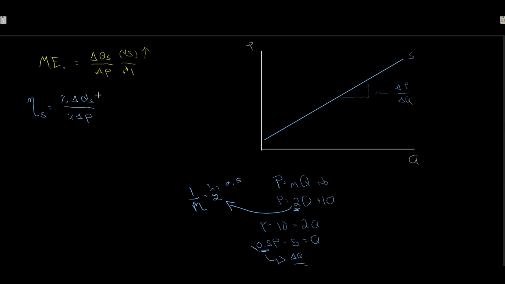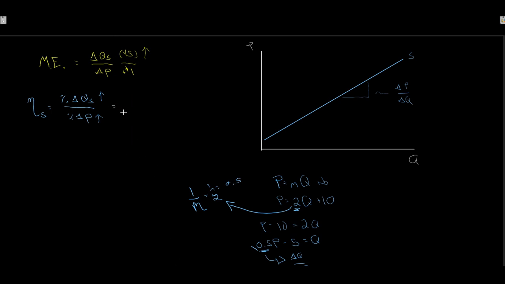We don't need the absolute value sign anymore because, of course, of the law of supply. If I have a positive change in price, I'm going to have a positive change in quantity supplied, meaning this will always work out to be a positive result. So I don't need to worry about taking absolute values.